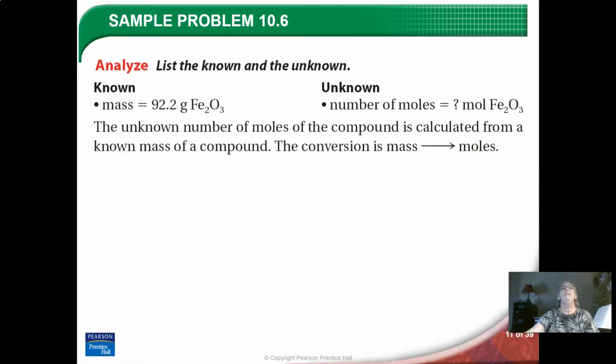So what do you think we need to do first? I would imagine we're going to need to find this molar mass off the periodic table. 2 irons, 3 oxygens added together.